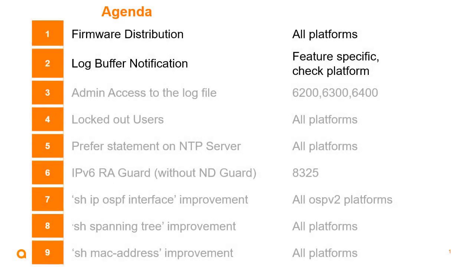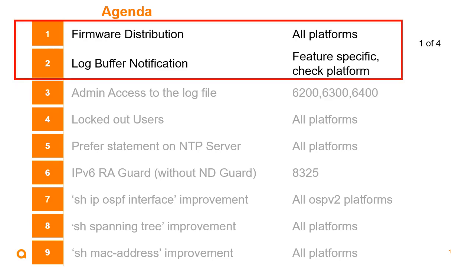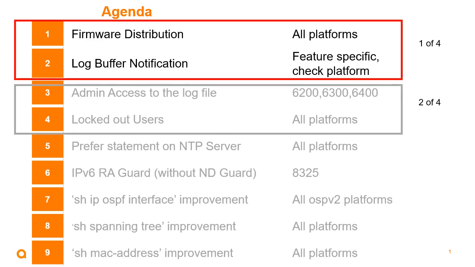Welcome again to the agenda then. So we have 9 features identified as usability features as part of the 10.09 release. And we've split the presentations up into 4. So in this particular presentation, we are going to cover firmware distribution and log buffer notification. That's one of 4. Second of 4 is going to be covering admin access to the log file and locked out users. Those are new features as well.